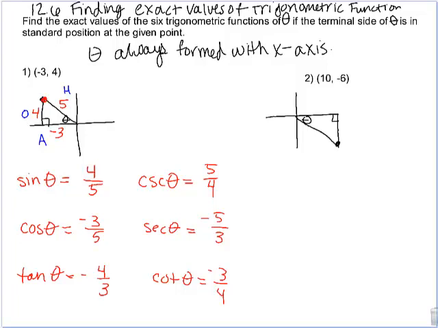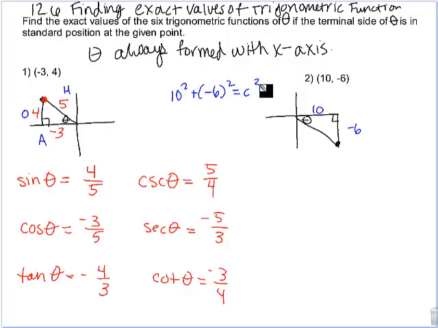So what would be this horizontal length? 10. And then the vertical would be -6. And how would I find my hypotenuse? Yep, a squared plus b squared equals c squared. So here we have 10 squared plus -6 squared is c squared.